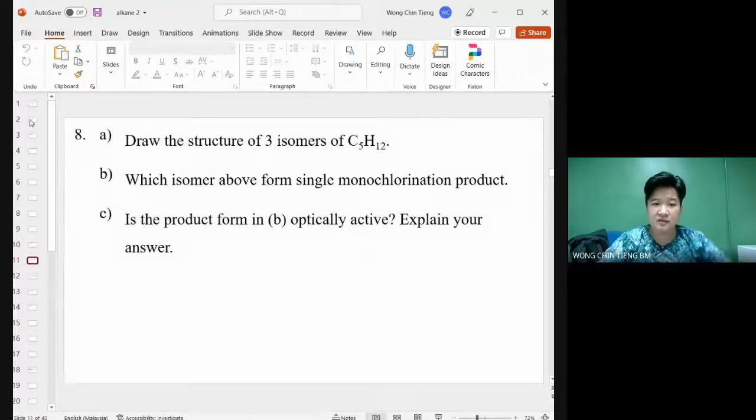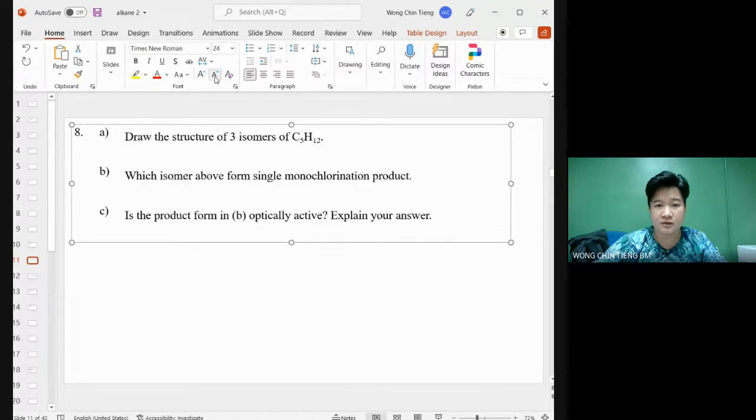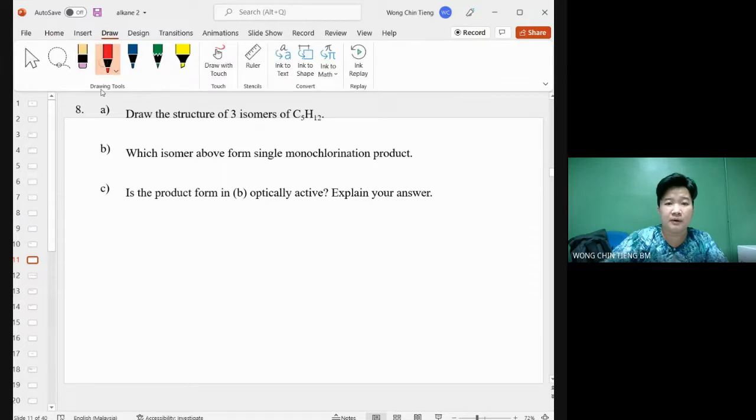C. Is the product formed in B optically active? Explain your answer. Okay, we will do question 8 straight away. Okay, soalan 8 kita akan buat sepenuhnya. Let me make it smaller. Okay, so what's the question talking about?